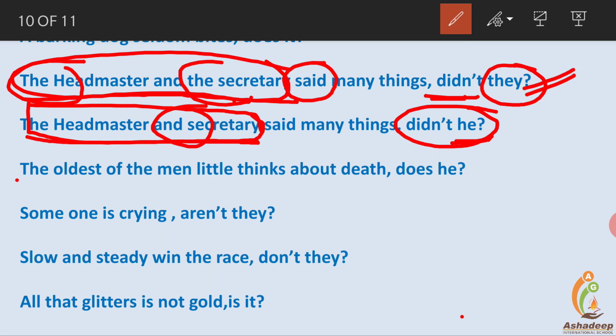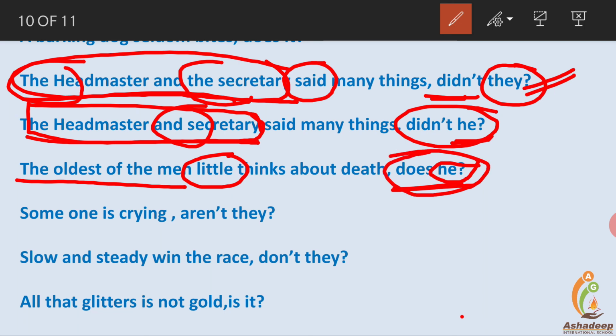The oldest of the men little thinks about death. The oldest of the men is the subject. Little produces negative meaning, and that's why the question tag is positive. Does he? The oldest of the men, among them one man, means he, and does he is simple present tense.